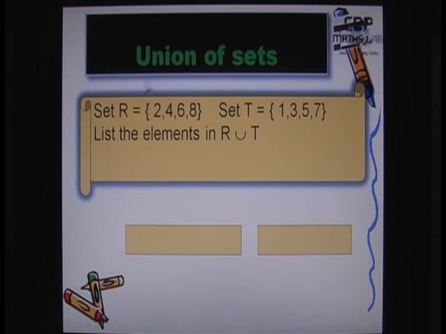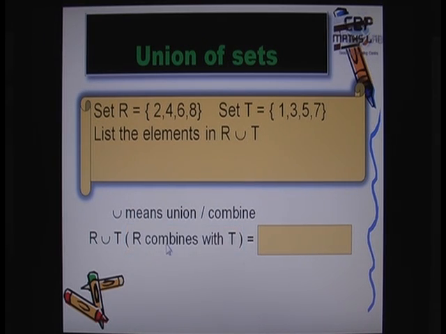Union of sets. Now set R is equal to what? 2, 4, 6, and 8, and set T is equal to 1, 3, 5, and 7. List the elements in R union T. So this symbol here means what? The union of two sets, and wherever you see it, it means the union of sets. Okay. Now, the symbol means union or combine. So therefore, R union T can be read as R combines with T.